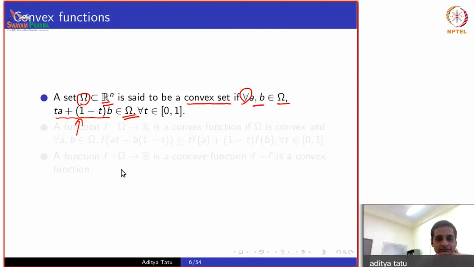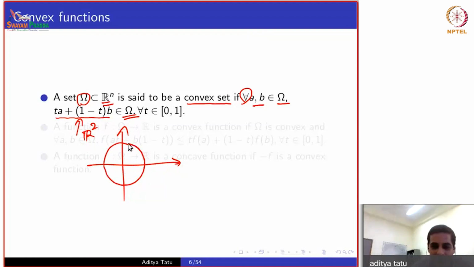Examples, anyone? Simple examples. Let's take R2, it's easier to draw. Square, so what do you mean by that, Sarah? I'm asking for an example of a convex set. I got convex function, so. Oh, okay. Convex set, anyone? Circle. How many of you agree that this circle is a convex set? Maybe we should ask Omkar and Sarah both.